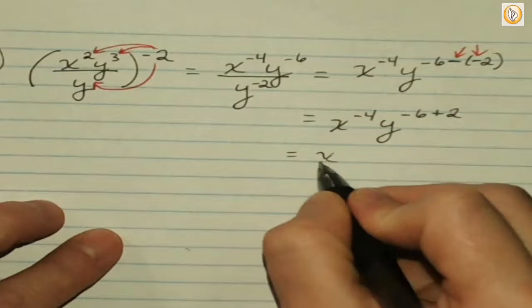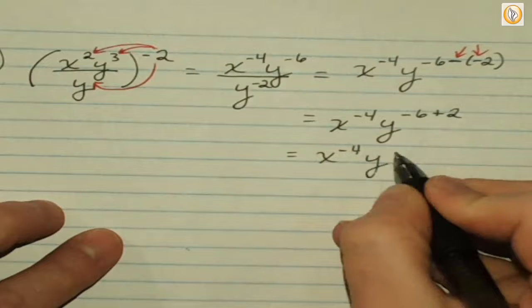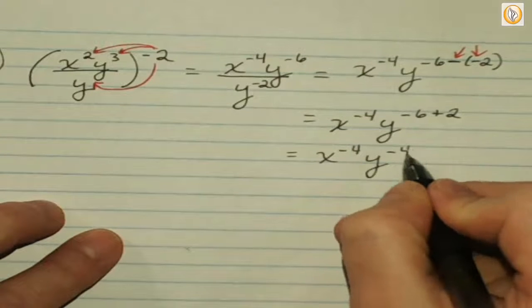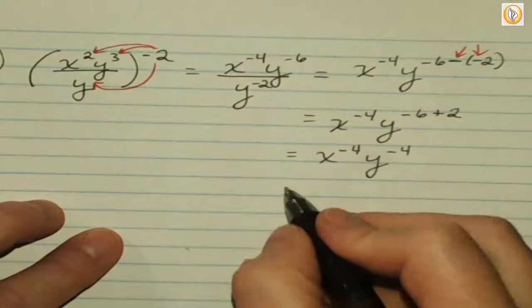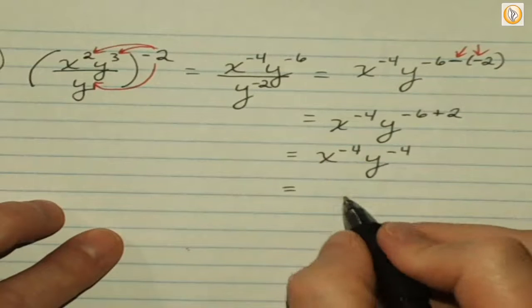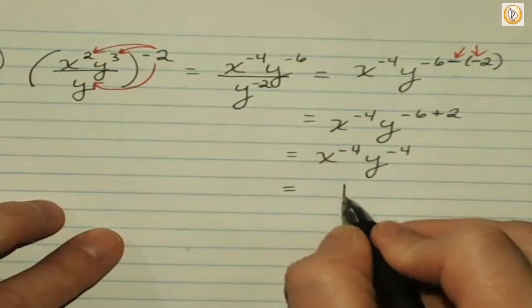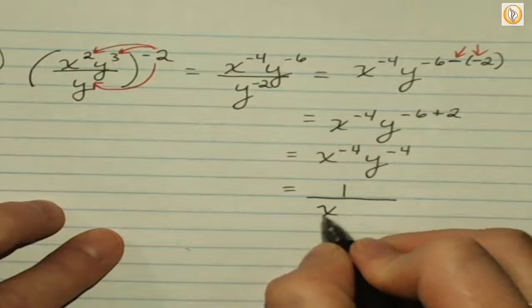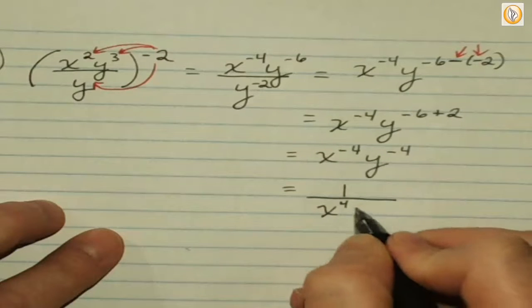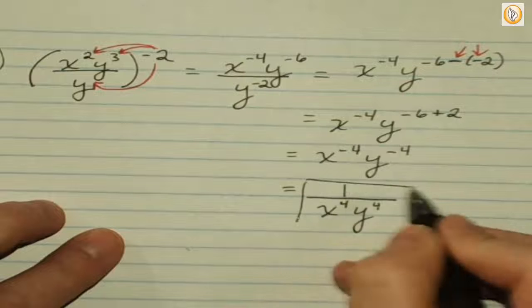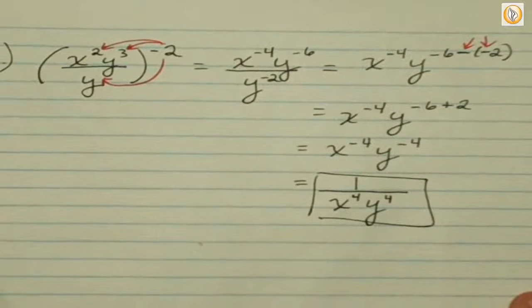x to the negative 4 times y to the negative 4. I have two negatives, so tell me, Michael, how to get rid of them. You put them both under 1. So it's going to be 1 over x to the 4 and y to the 4. And you're done. Any questions on that? Speak now, or forever hold your peace. No questions?